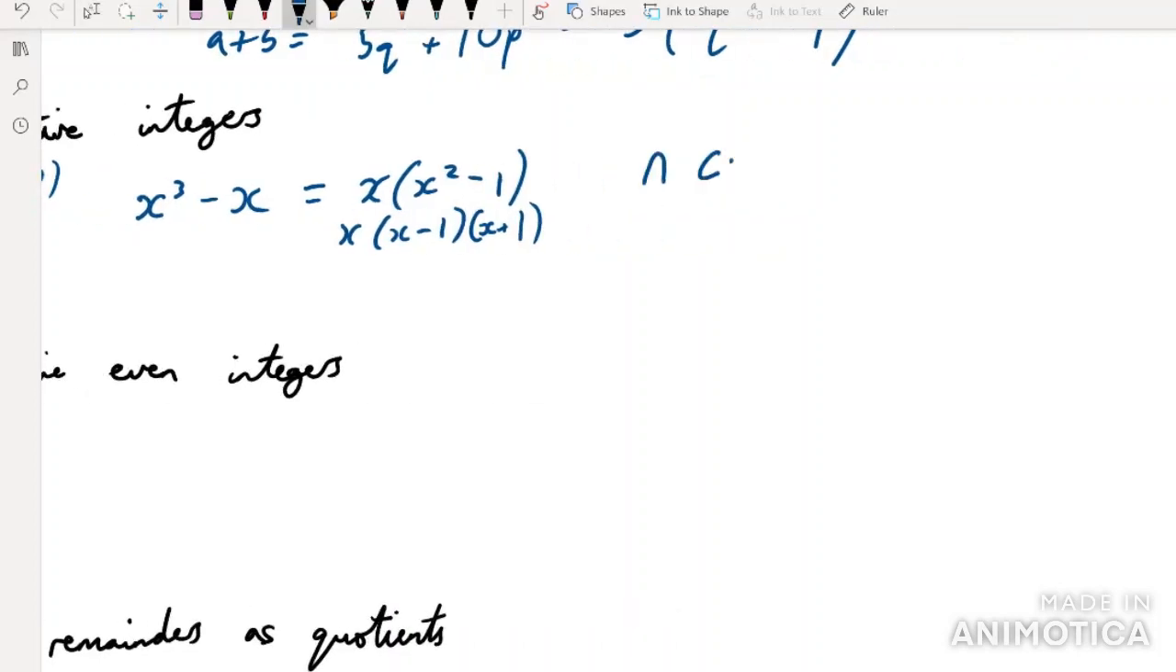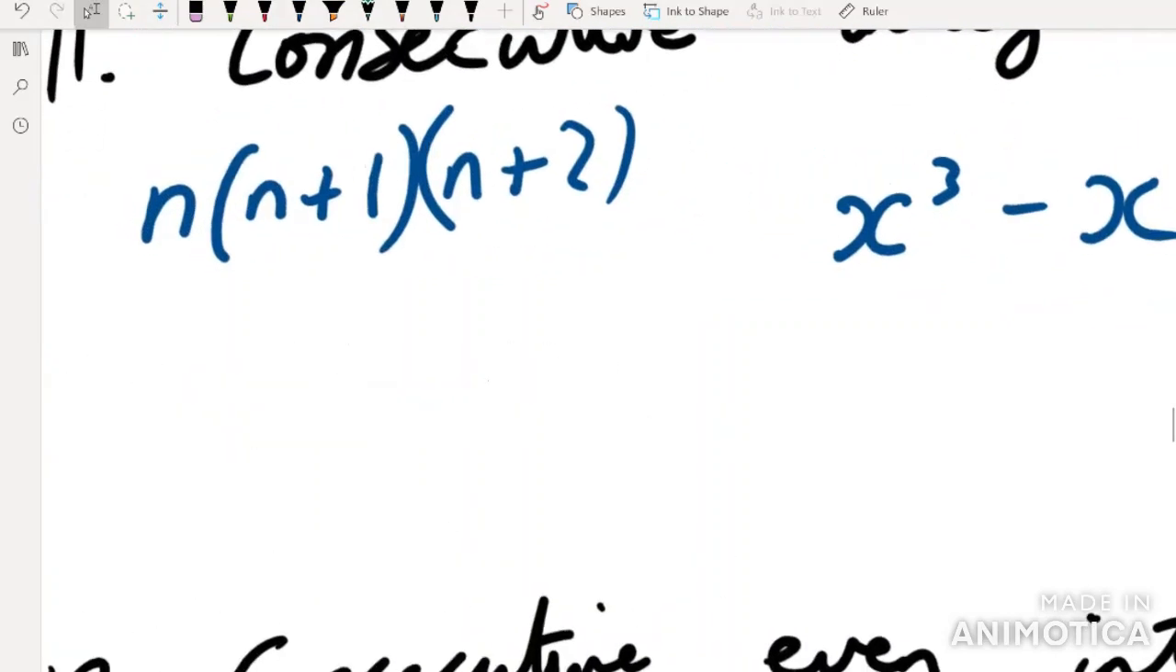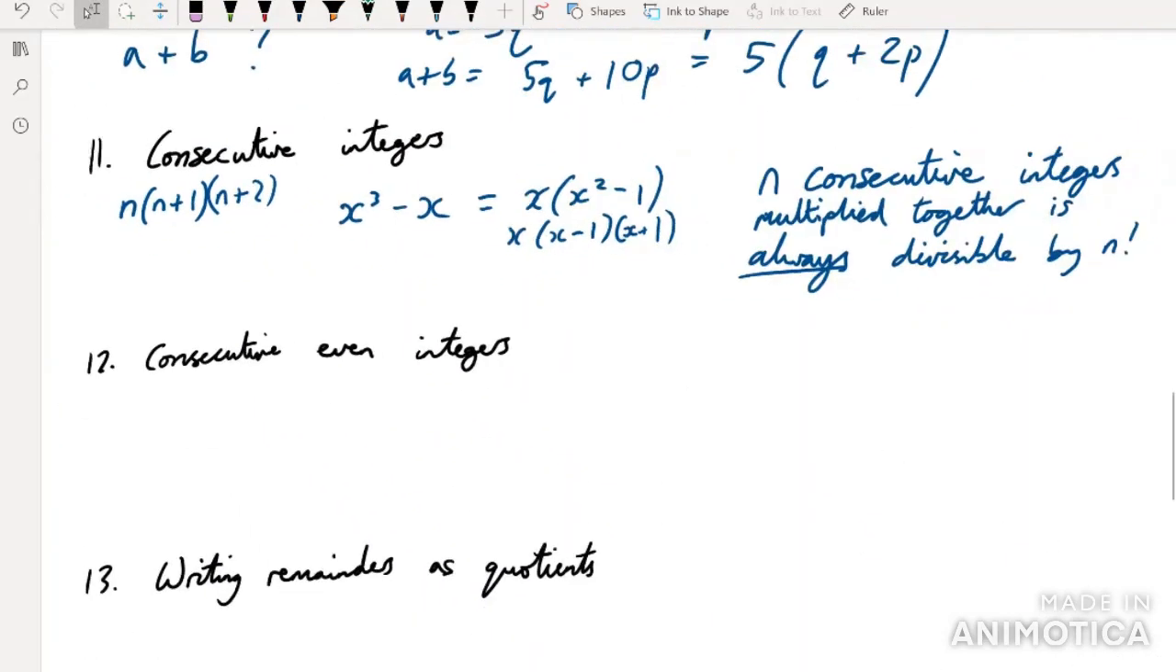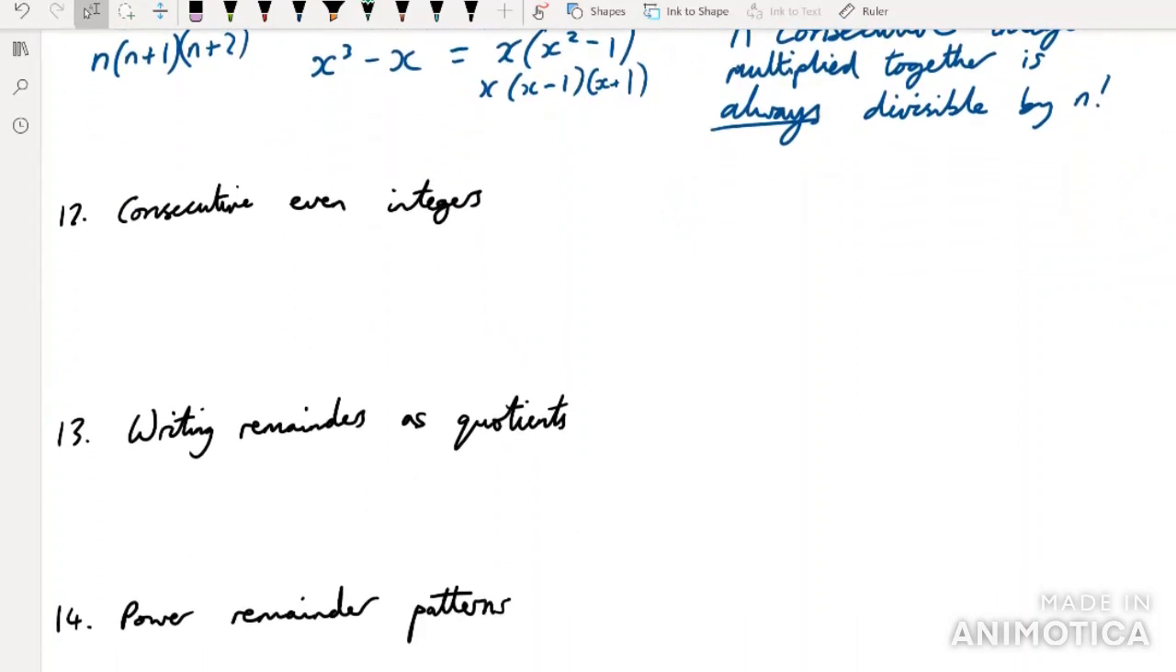Well, n consecutive integers multiplied together is always divisible by n factorial. Now that's a very useful fact, because what does that tell us? This case here, n plus 1, n plus 2, well, that must be divisible by 3 factorial, in other words, 6. Then you get a similar rule for consecutive even integers.